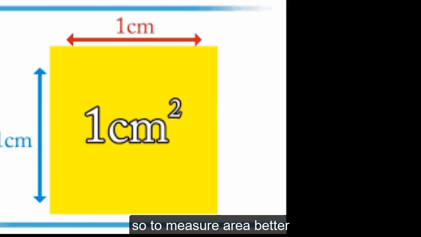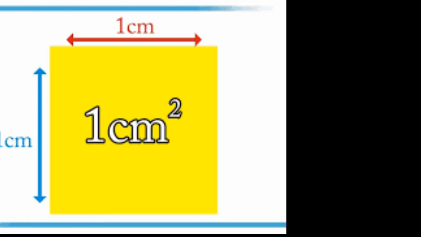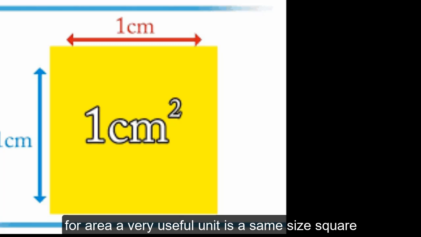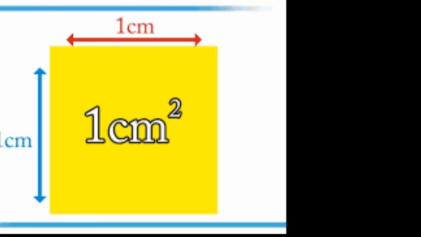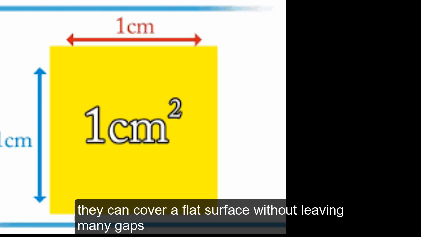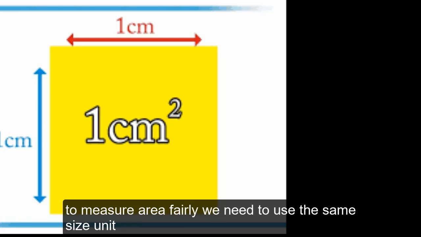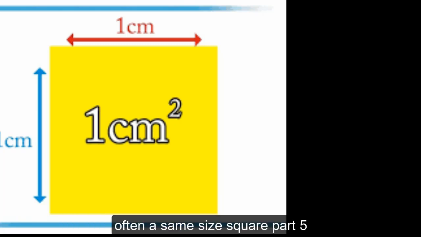So, to measure area better, we need to use the same unit. A unit means something we use for measuring. For area, a very useful unit is a same size square. Why squares? Because squares can fit together neatly. They can cover a flat surface without leaving many gaps. This is why we often use square units to measure area. To measure area fairly, we need to use the same size unit, often a same size square.